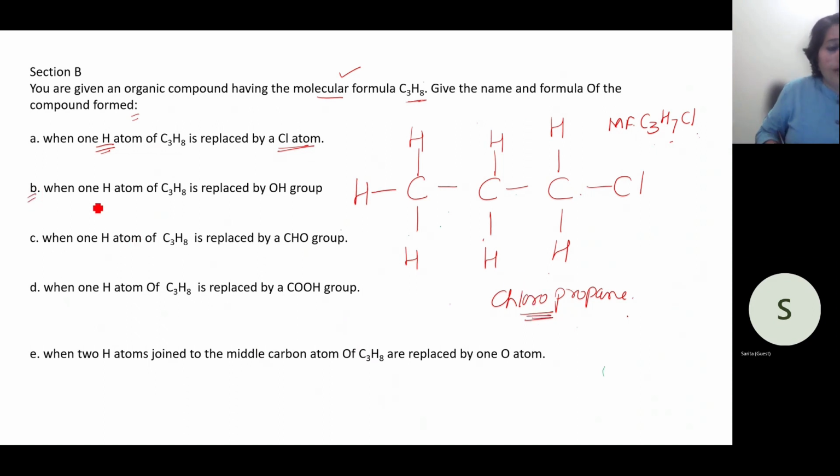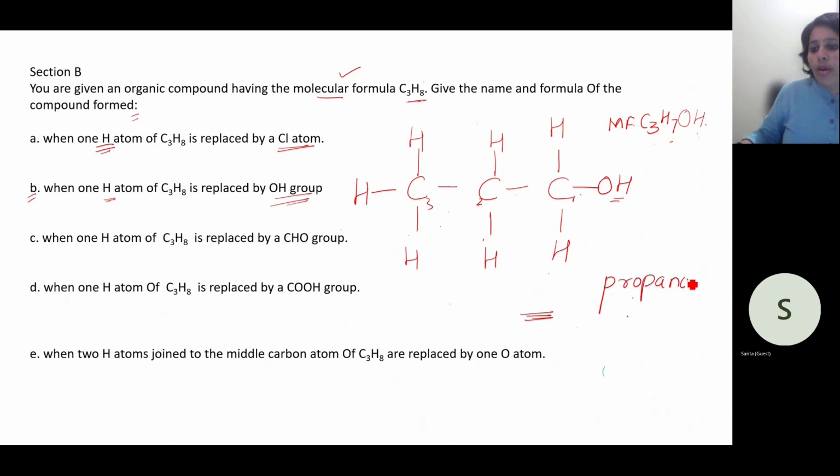Next, B. When one hydrogen atom is replaced by OH group. So same thing, just instead of chlorine, we will put OH here. And again, in the molecular formula, put OH. So the name will change. So 1, 2, 3. Because OH is an alcohol, the name will be propanol or 1-propanol. So the molecular formula is C3H7OH.